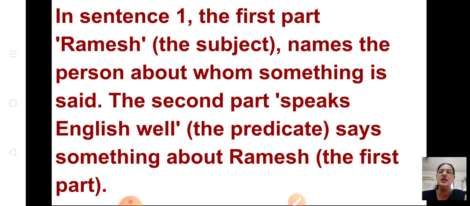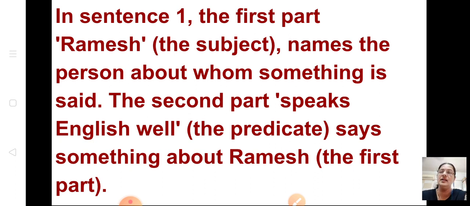The second part, "speaks English well." What is this? Ramesh speaks English well. We are telling more about Ramesh. What is he doing? He is speaking English well. "Speaks English well" is the predicate. It says something about Ramesh. Okay. So Ramesh is the subject. We are telling more about that Ramesh. That is, "speaks English well" is the predicate.